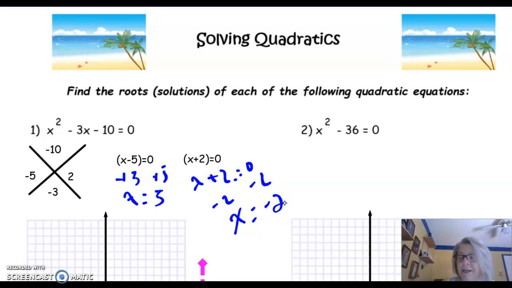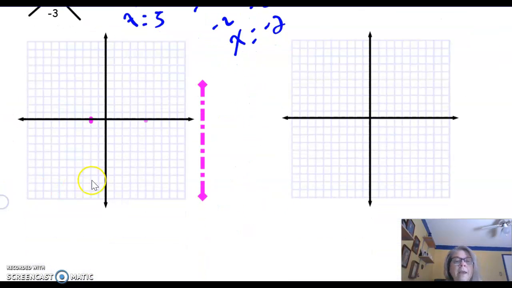So my x-intercepts are -2, 0, and 5, 0. Then look down here. You're going to see that I put a graph on here, and you can see that I've already put the 2 points. These are my x-intercepts. Since my roots are -2 and 5, that means that my x-intercepts are at -2 and +5.